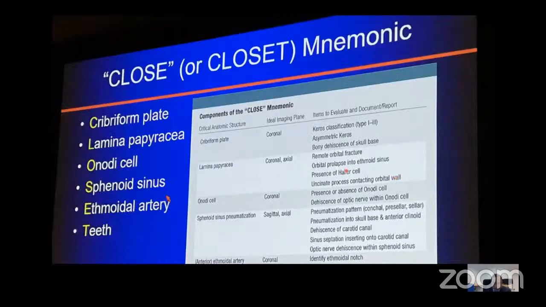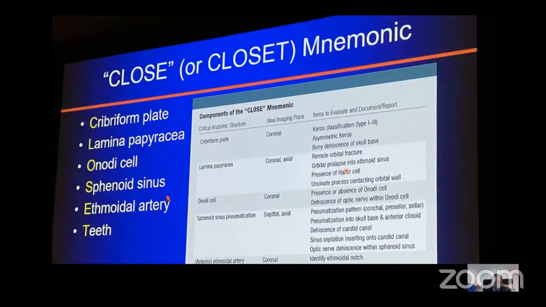So in this section, I would like to conclude with this message and ask you to remember this mnemonic, CLOSE or CLOSET. Whenever you're planning for any endoscopic sinus surgery, go through the scans using this mnemonic. C stands for cribriform plate. Look for the depth, look for the asymmetry, and look for any erosions. Check the lamina papyracea, check for any dehiscence or medial orbital fat prolapse. Check for horizontal septations within the sphenoid, check for the Onodi cell and the optic nerve.